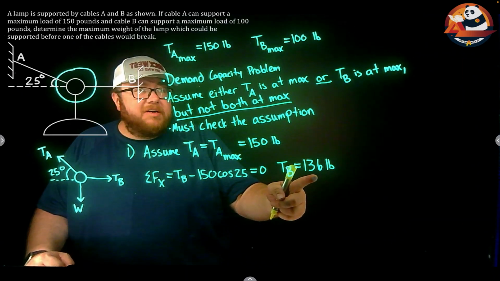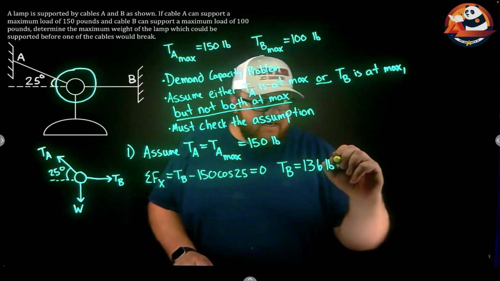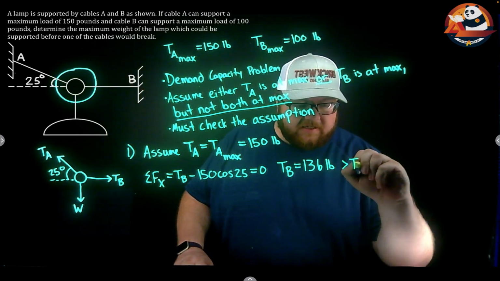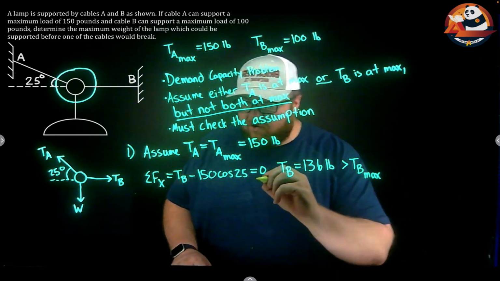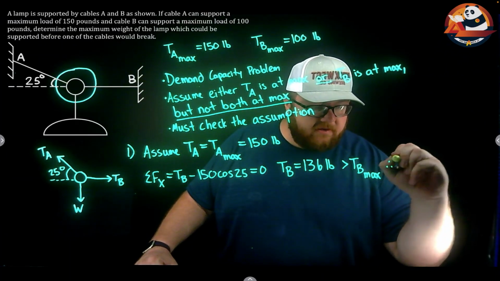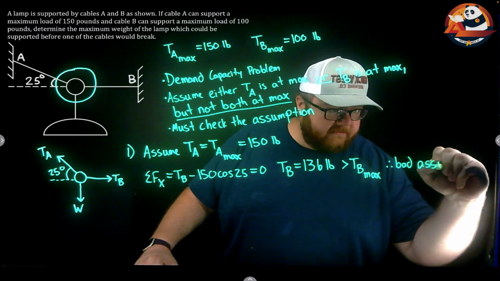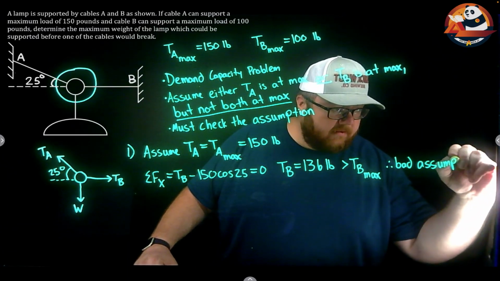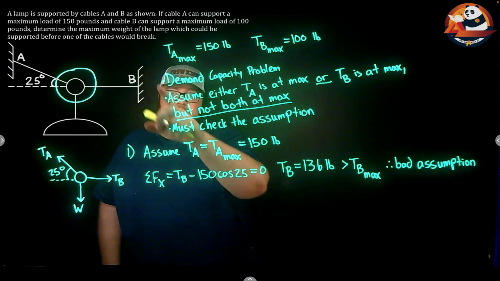Can that happen for us, though? It can't. The maximum it can support is 100 pounds. So we're going to say this is greater than TB max. Therefore, this is a bad assumption. Which isn't really a problem for us. It just means I should have guessed the other one.